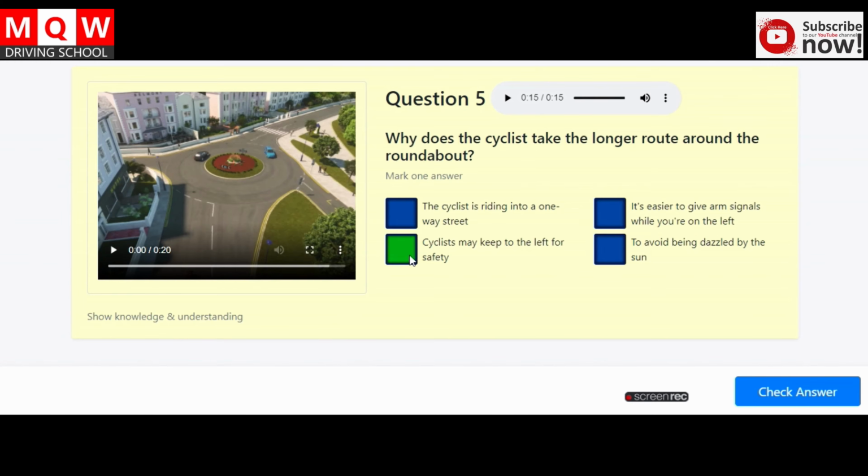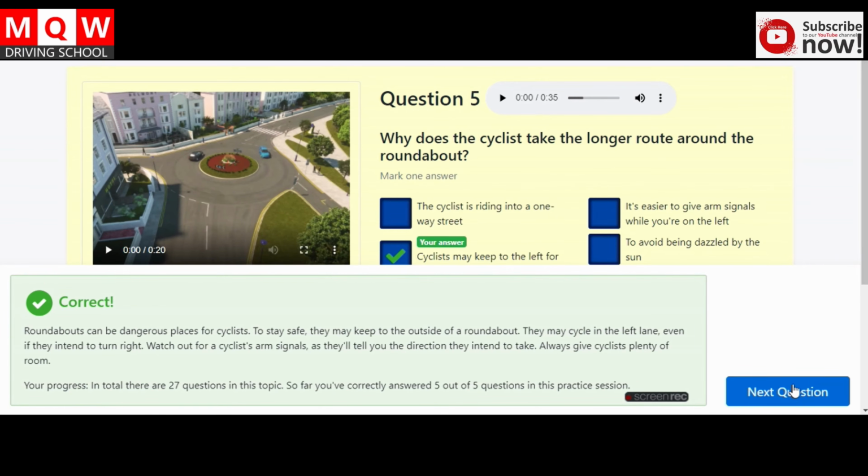Okay, the answer will be this one, because cyclists stay left on the roundabout even when they want to turn right or go straight, because this is how they can stay safe. If the cyclist stays on the right side of the road, then it will be dangerous for the cyclist, people can miss him and he can be hit by other cars. So that is for safety. So check the answer. This is the right answer. So let's go to the next question.